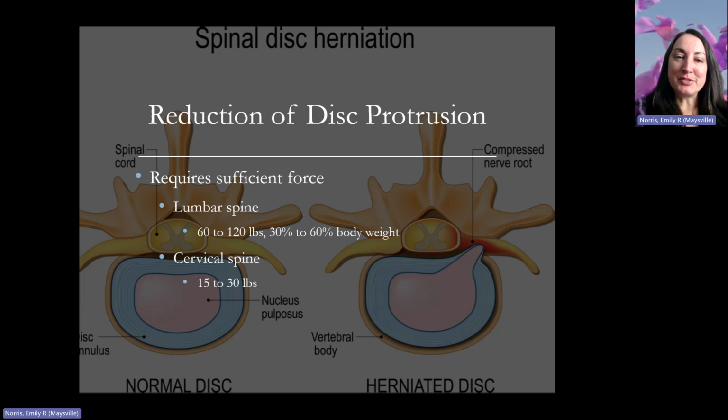Reduction of disc protrusion does require sufficient force. So with the lumbar spine, it's typically 60 to 120 pounds, which is 30 to 60% of the body weight. With the cervical spine, it's typically around 15 to 30 pounds to open up that space, take the pressure off of the disc in order to allow it to disperse more evenly and not bulge so much.